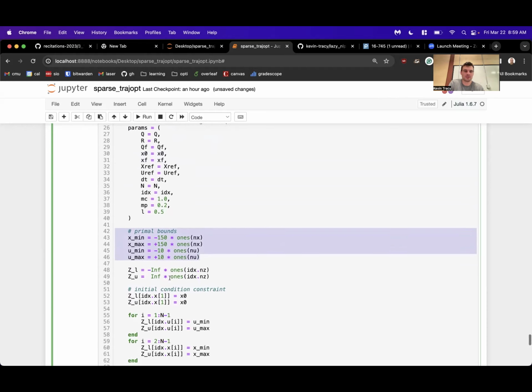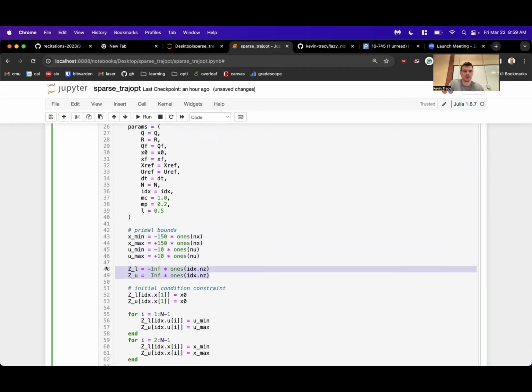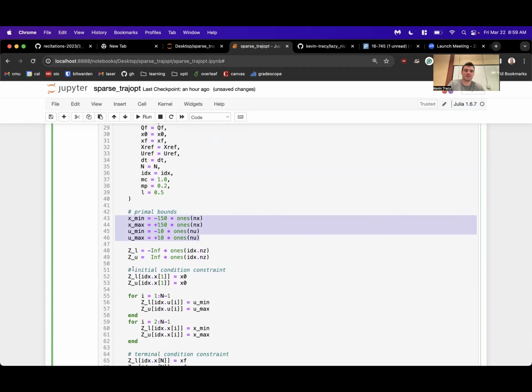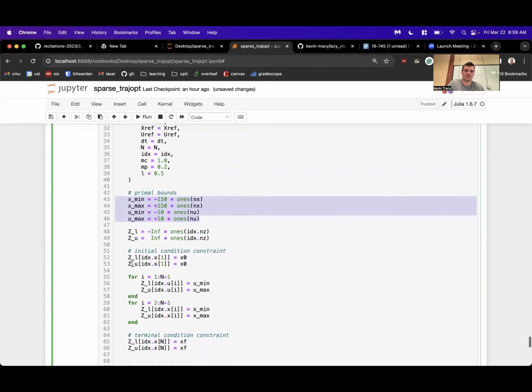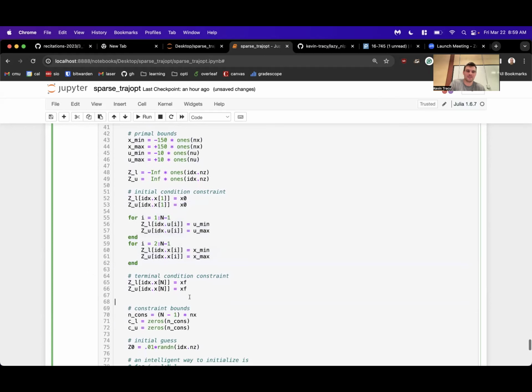Primal bounds. These are the xmin and xmax for values of x and values of u. And then if I'm stacking everything up into a big z vector, what I'll do is put in my initial condition constraint like this. And then I'll go through it and set each element of z lower and z upper as umin, umax, or xmin, xmax. This is me setting my state and control constraints. And then my terminal condition constraint goes in here too, just saying that the nth x must be equal to my goal.